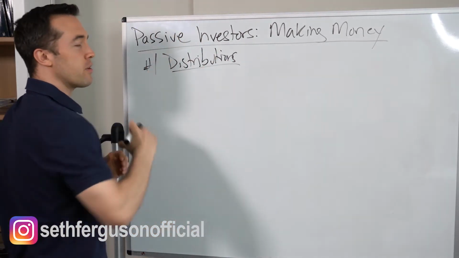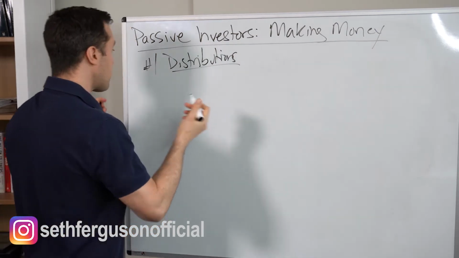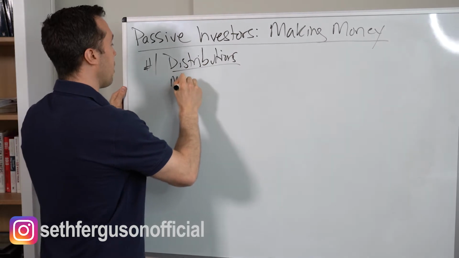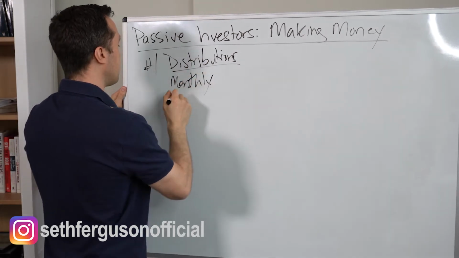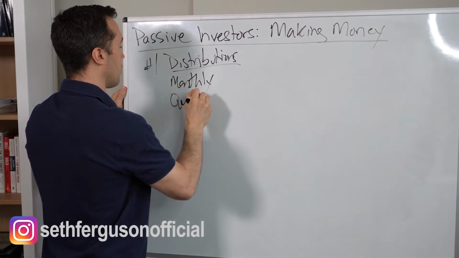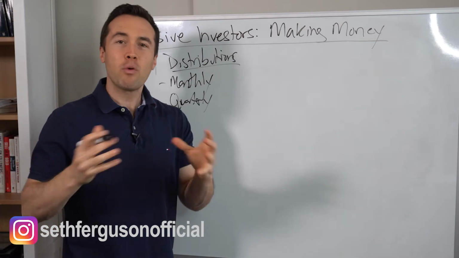So distributions, the free cash flow produced by the property, how are these paid out? Well, there are two common ways. You can have these paid out on a monthly basis or a quarterly basis. And how are these divided?